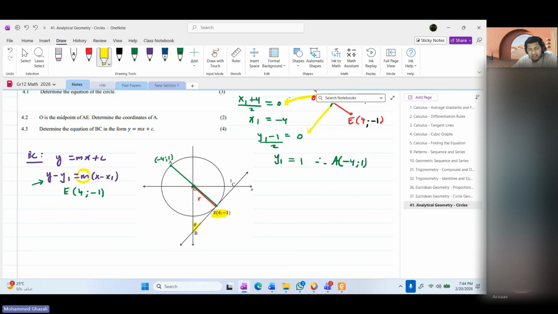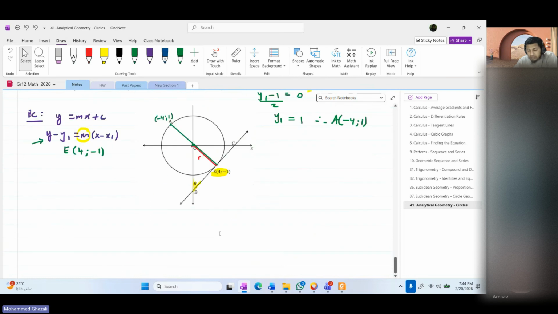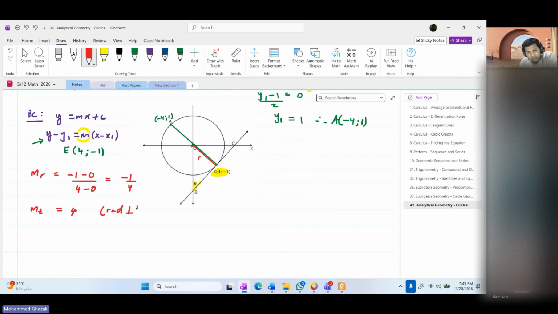What is the gradient? As we said before, we have a radius and we have a tangent. Remember this concept: the radius is always perpendicular to the tangent. So what's the gradient of the radius? It is (-1 - 0) over (4 - 0), that is (y2 - y1) over (x2 - x1), which is -1/4. So what's the gradient of the tangent? It is 4, because the radius is perpendicular to the tangent.